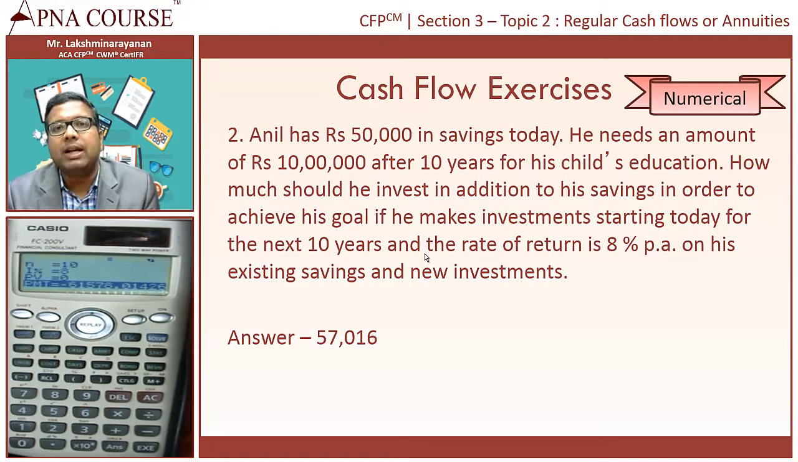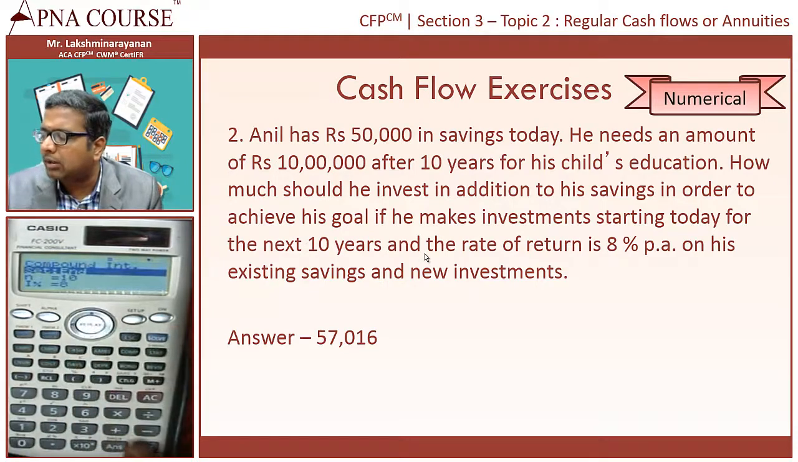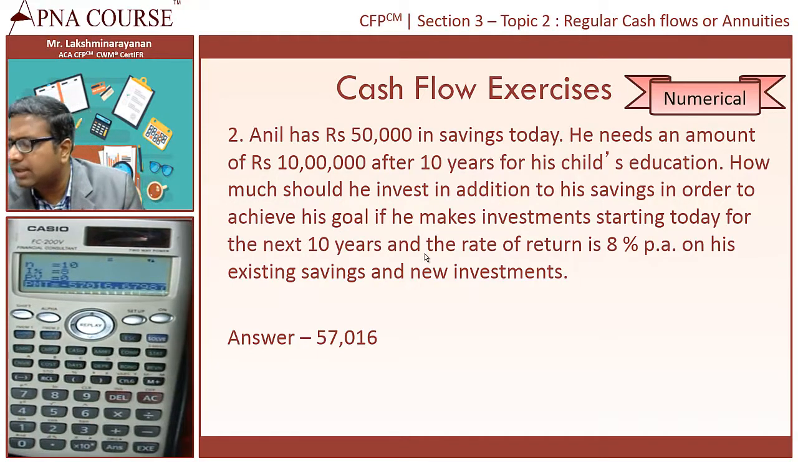So this is the value of investment he has to make on a monthly basis if he is investing at the end of the year. The question says he starts making investments in order to achieve his goal if he makes investments starting today. So I'll have to calculate using begin mode. I use begin mode, solve for PMT, I get 57,016.